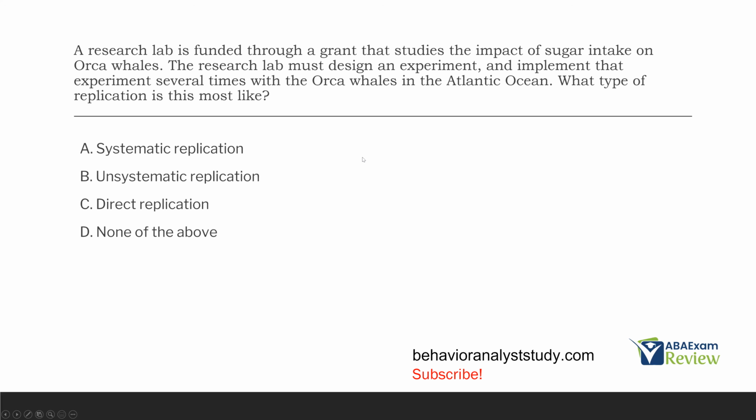They're going to directly replicate this experiment several times with orca whales in the Atlantic Ocean to establish, hopefully, a functional relationship and some sort of experimental control. And then maybe only then will they do systematic replication and look at external validity. What type of replication is this most like? C, direct replication.